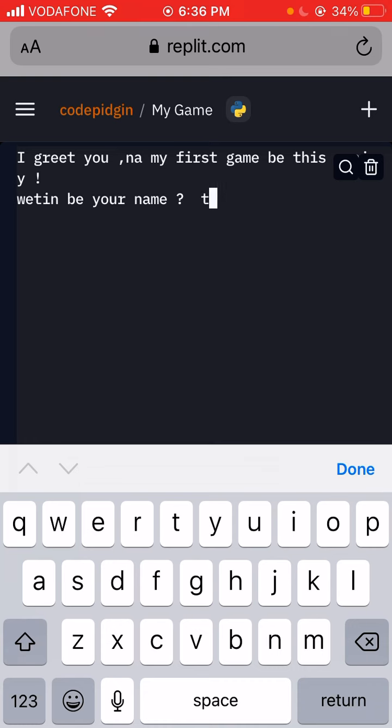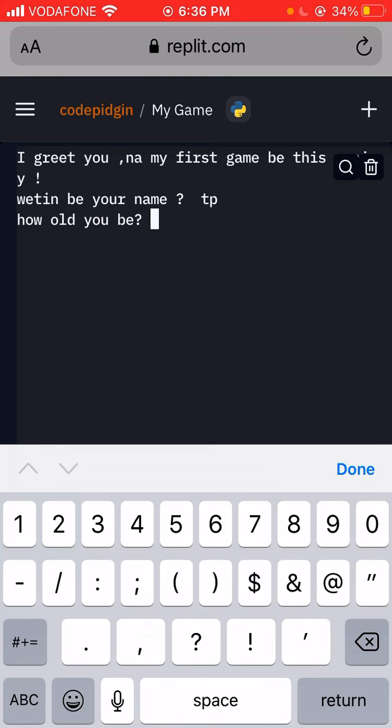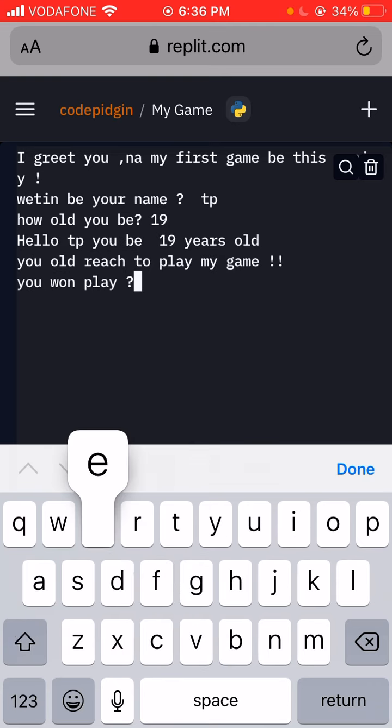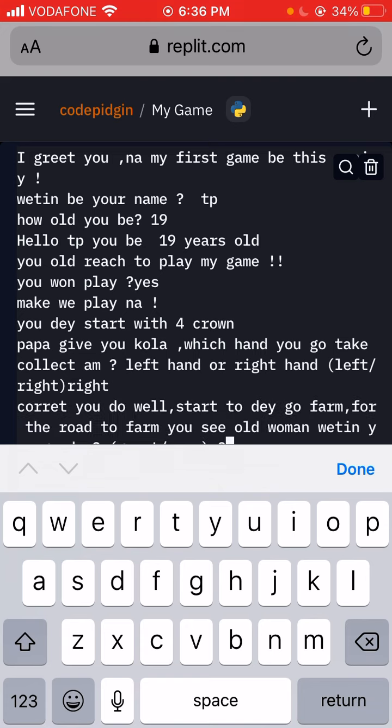What will be your name? We'll say tech pigeon. What's going to happen? We say they are 19 years old. We won't play, of course. Yes, we haven't tested all these before. Left or right, we said if you go left, the game ends there. So we'll go right so that we see the other parts inside the game.